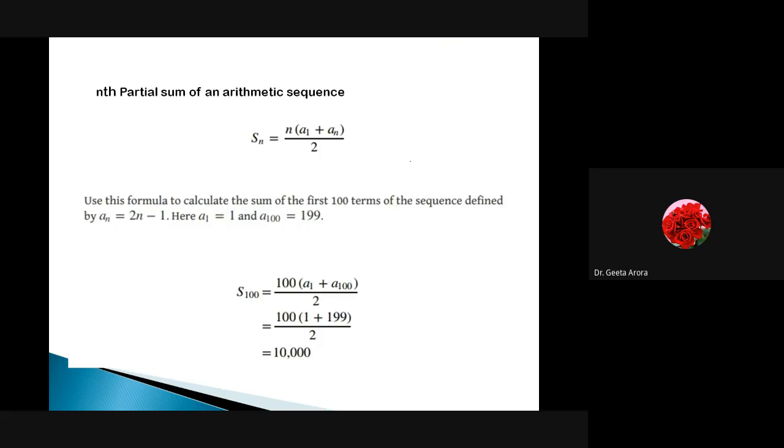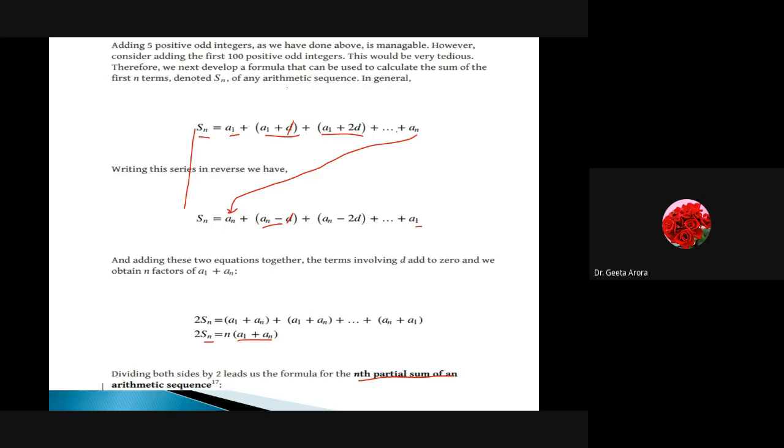So this is the formula that you have to learn when the first term a1 is known and the last term an is known, to find the partial sum of the arithmetic sequence. We are saying Sn is equal to n times (a1 plus an) divided by 2. So you have to remember only this. What I have discussed here is how we get the formula; it is just for the sake of your knowledge. Correct?